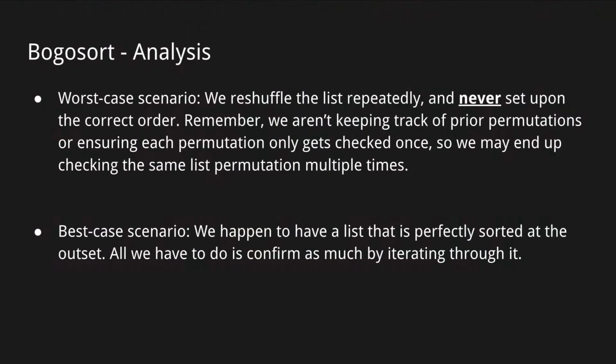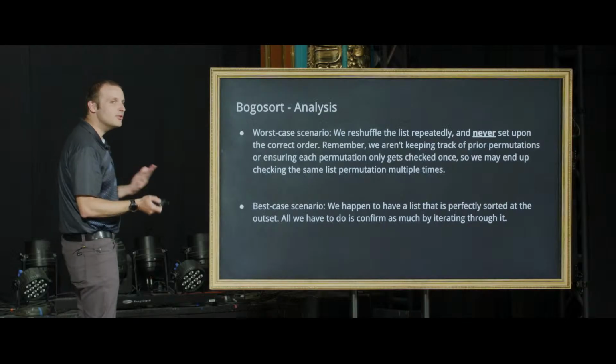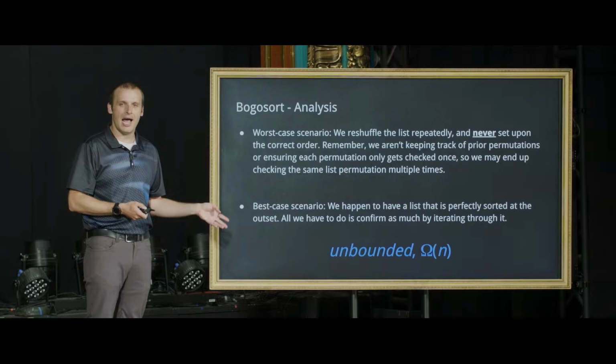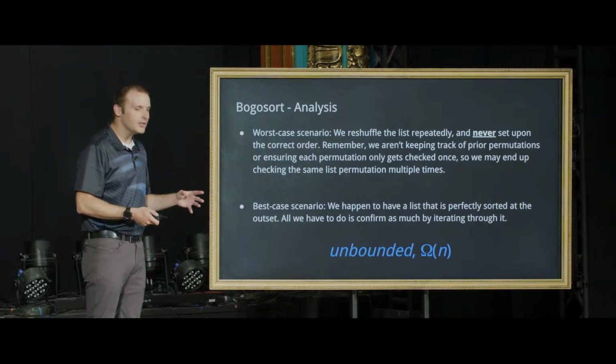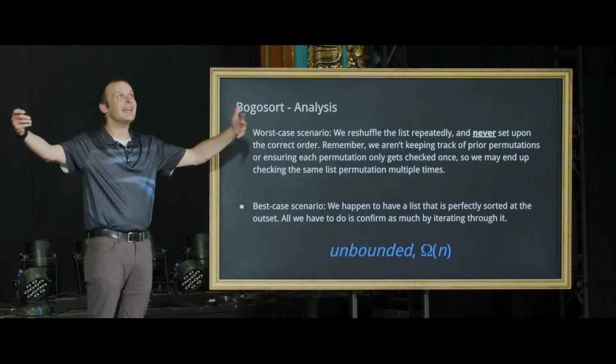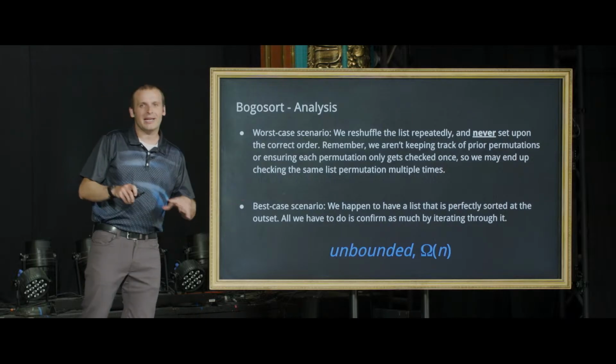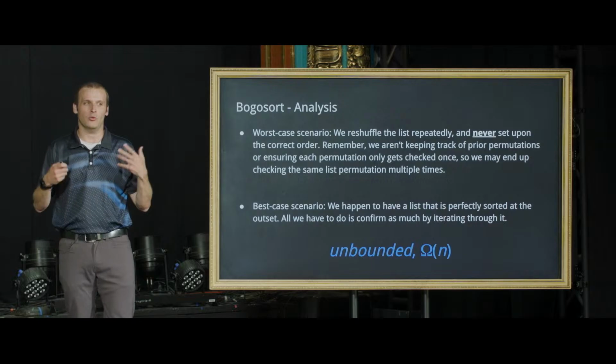But the worst case scenario is that we reshuffle that list over and over, and we never find the correct order, which is possible because we're not keeping track of all the permutations that we've done. And so we may check the same permutation multiple times over and over. This is kind of an interesting case where we have an unbounded runtime for this algorithm. It theoretically could run ad infinitum. It could go on forever. And so there is no way to classify this as having a runtime.